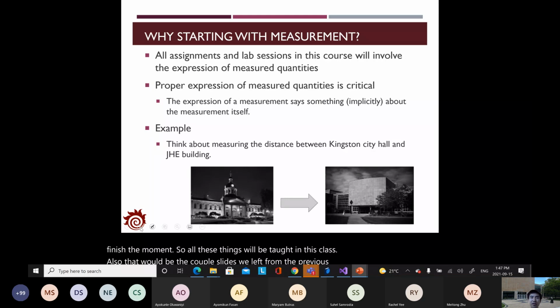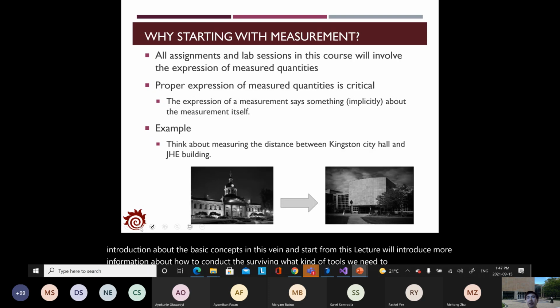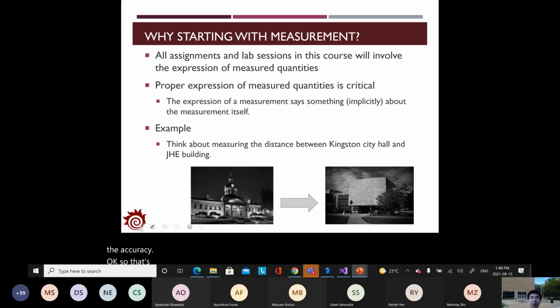With that, we finished the introduction about the basic concepts in surveying. Starting from this lecture, we will introduce more information about how to conduct surveying, what kind of tools we need to use, how we can analyze the results, and if there are some errors, how we can mitigate the errors and improve the accuracy. Okay, so that's note 2. Do you have any questions so far about the basic concepts?